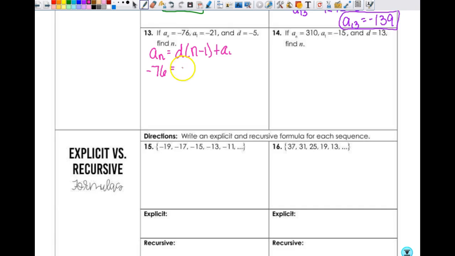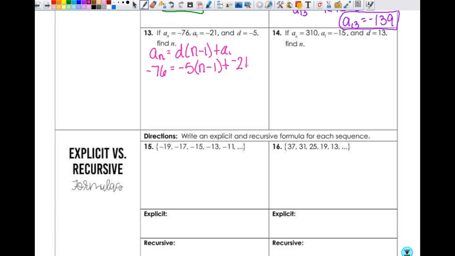That's equal to the difference, which is negative 5, times n, which I don't know, minus 1, plus a sub 1, which is negative 21. So I could have written minus 21, but I'd already written my plus, so I'm not going to worry about that. So I'm trying to get n by itself. I could distribute that negative 5, and there's nothing wrong with it, but I'm just going to show you that you don't necessarily have to.